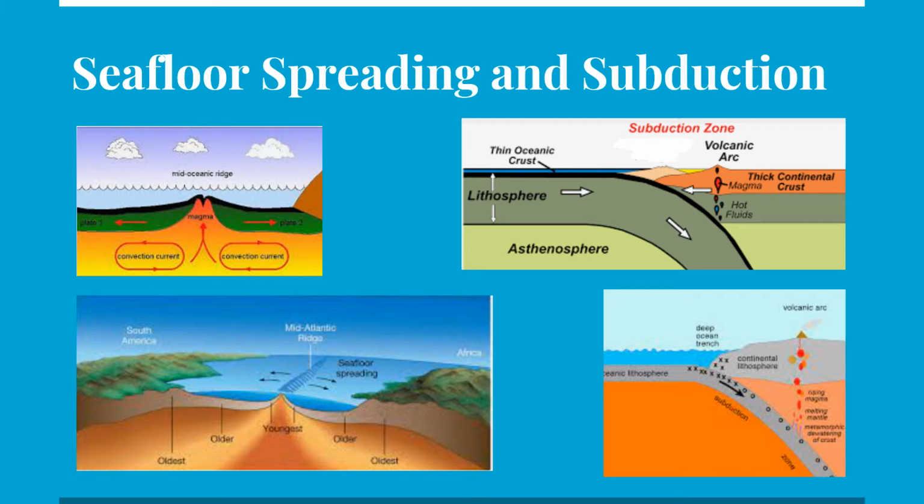So we're going to use this to review seafloor spreading and subduction. We've talked about it a little bit already, and we know seafloor spreading happens at a divergent boundary, and subduction happens at a convergent boundary. So we're going to use these to review those today. Make sure you have your note sheet out and ready.